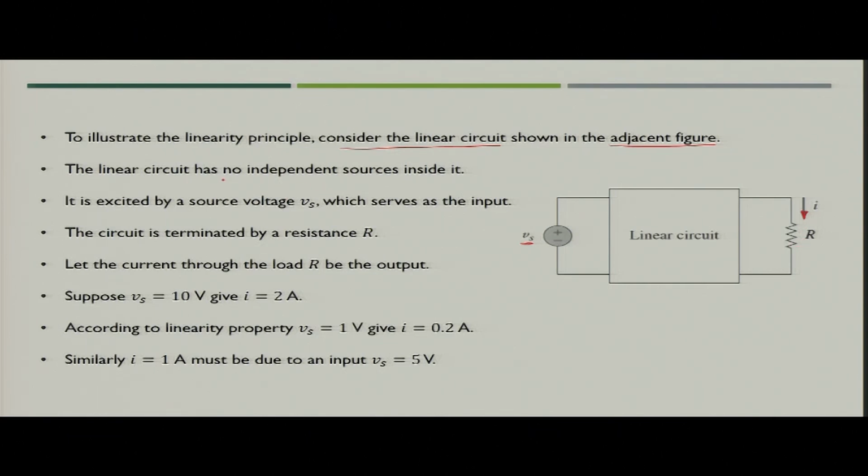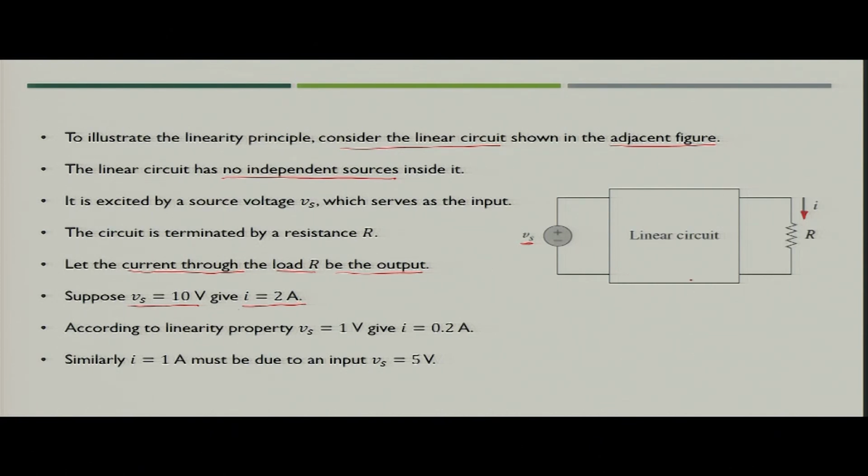Now, the assumption is that there is no independent source inside the linear circuit. So, the source is only Vs and the output which we want to measure is current flowing through resistor R. Now, if current through the load R is the output, and in one case when you apply Vs equal to 10 volt, we get current as 2 ampere.